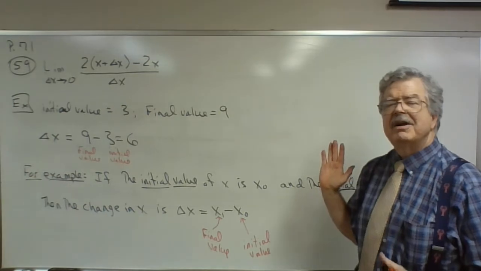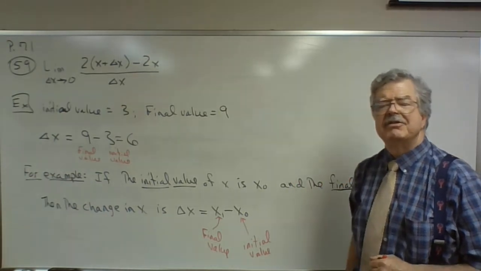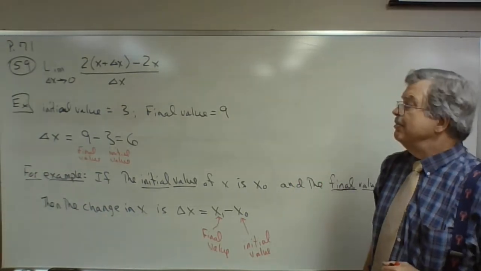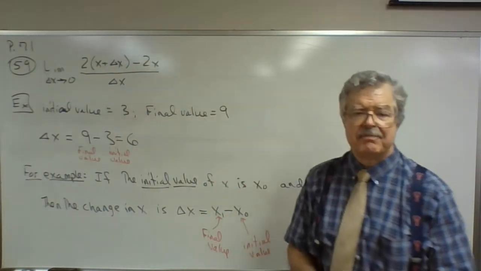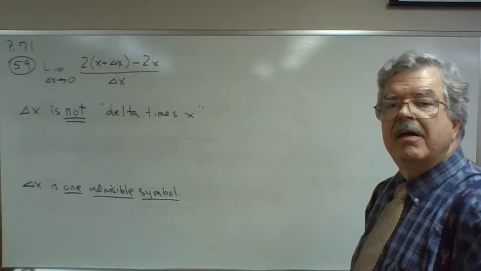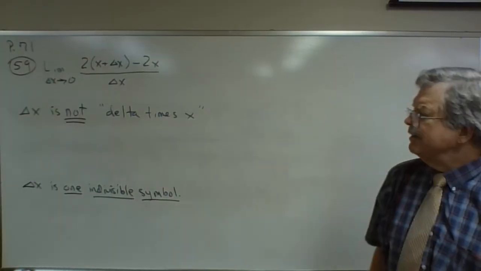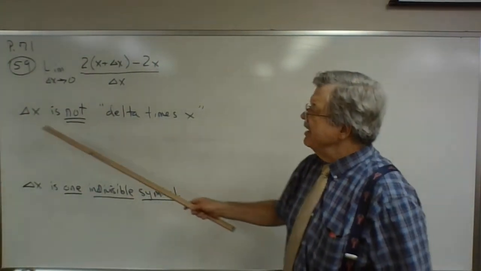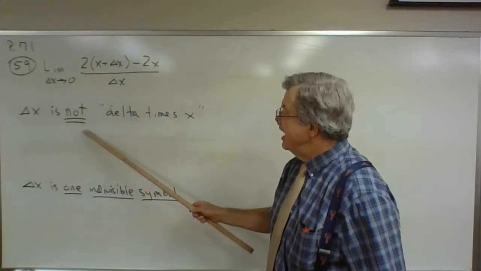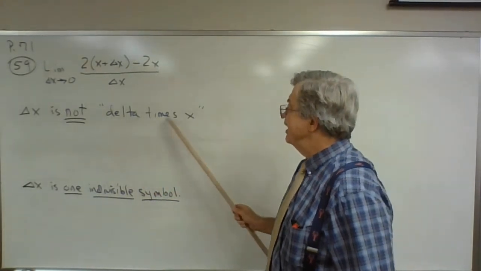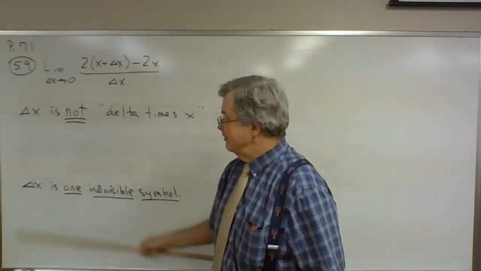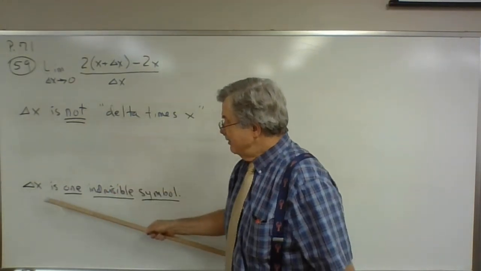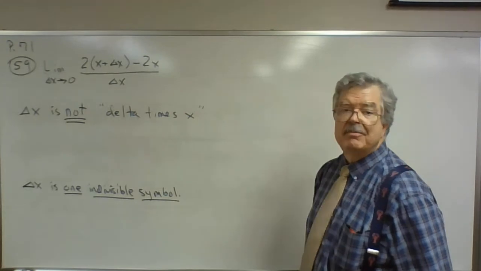There are some comments or some observations that I'd like to make before we actually go ahead and work this exercise. The first thing that I'd like to comment on is that delta x is not delta times x. This is not delta times x. Delta x is one indivisible symbol.